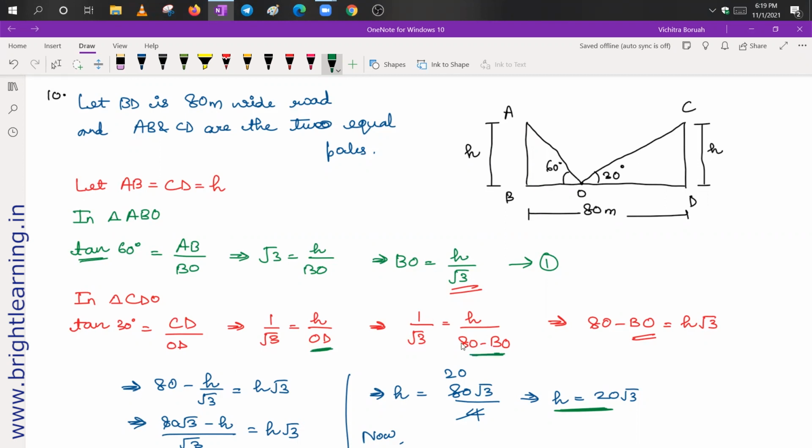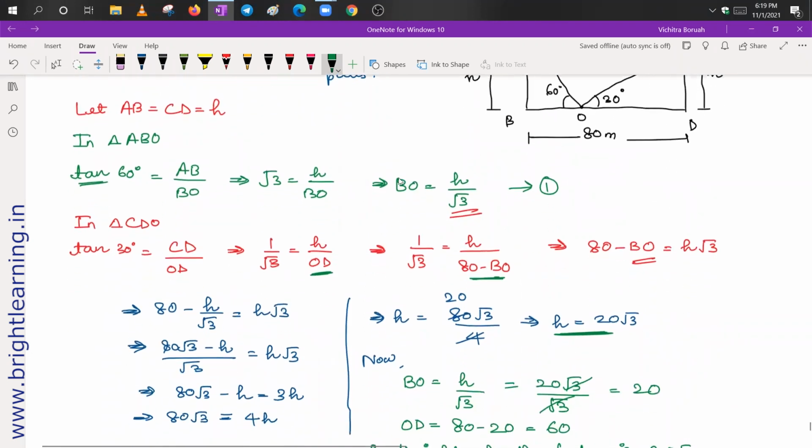Next, after doing the cross multiplication, we got 80 minus BO is equal to h root 3. Now the value of BO, we know that it is h upon root 3, so we can put this value here. So we got 80 minus h upon root 3 is equal to h root 3. Now next we have done the simplification, and after simplifying it, we got the value of h, that is 20 root 3. So h is the height of the poles. So height of the poles, we got 20 root 3.